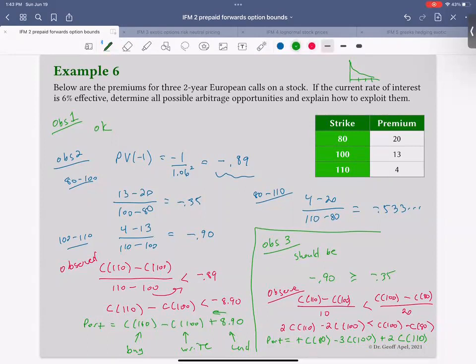And what does that mean as far as the recipe goes? I guess I would buy this one, write 3 of that one, and then buy 2 of that one. And that would exploit the arbitrage opportunity for me.